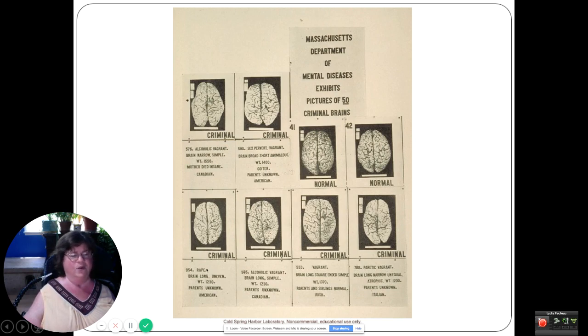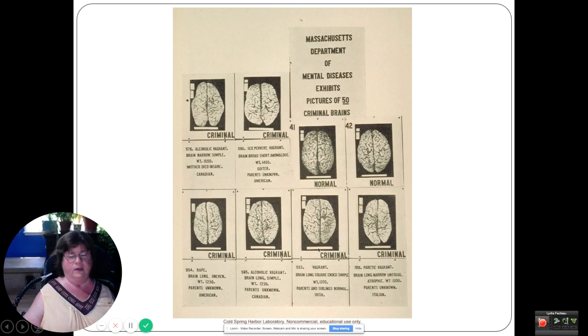All right, now down here we have another criminal brain. This criminal committed rape. The brain is long and uneven. And we also have the weight. This is, I believe it's stone, 1230. I'm not sure about that. The parents are unknown, and this one's American. Another criminal, alcoholic vagrant. The brain is long and simple, and the parents are unknown. And this is another Canadian brain. You can tell the difference between the American and the Canadian, right?